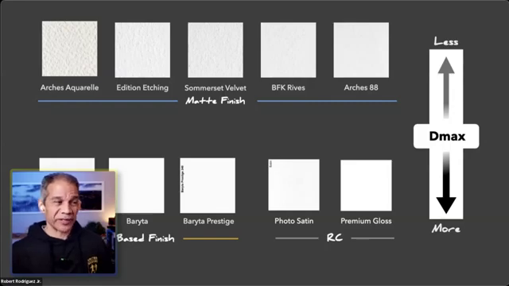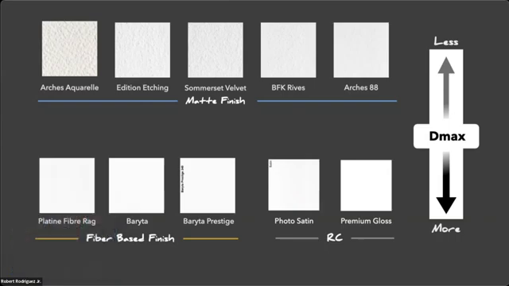So let me start with the main characteristic here. I'm going to turn my camera off. And you can divide all papers into two broad categories. And that has to do with how much black a paper will hold, otherwise known as Dmax. And Dmax is important because it defines the total contrast that a paper can reproduce. So for me, this is the very first decision that I make.